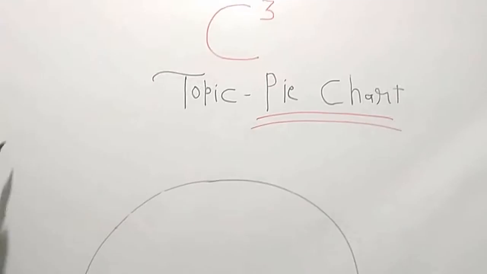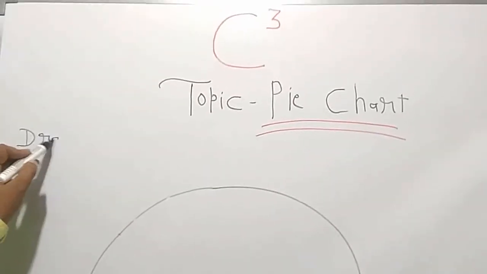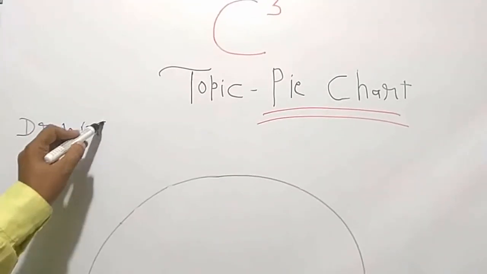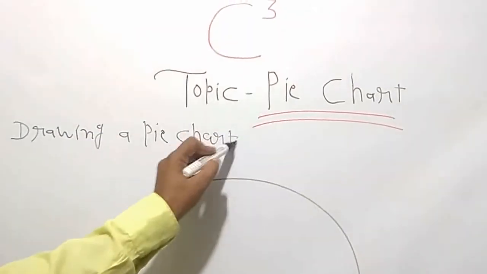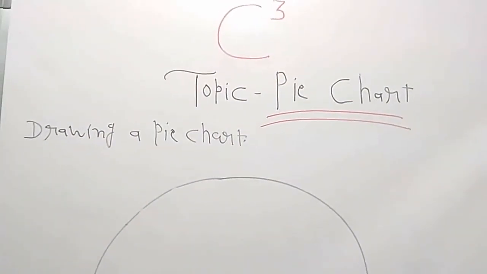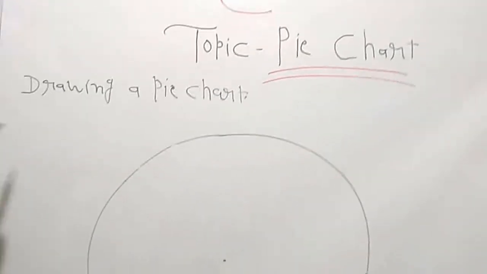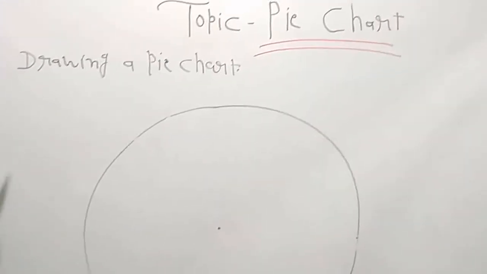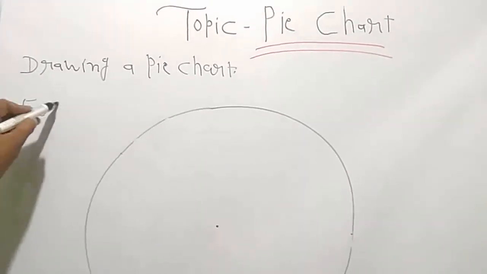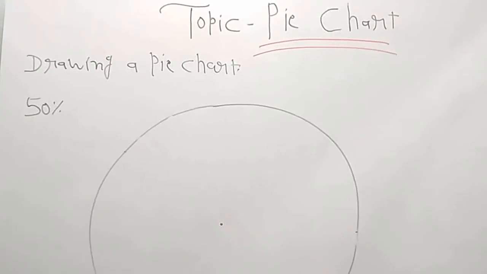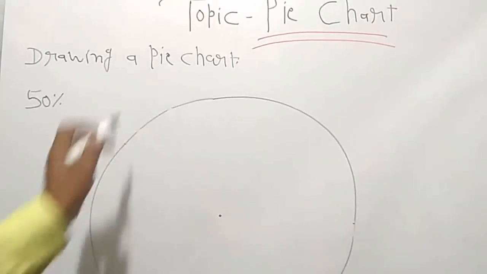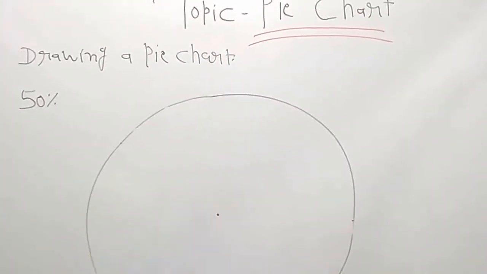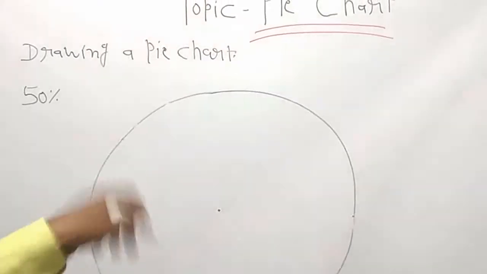Now our next topic is drawing a pie chart. Suppose the data is given in percentage form. Suppose the first part of the data is 50%. Then in this case, how do we calculate and how do we draw the circle? This circle we draw with any radius. Any radius we can take and draw the circle.